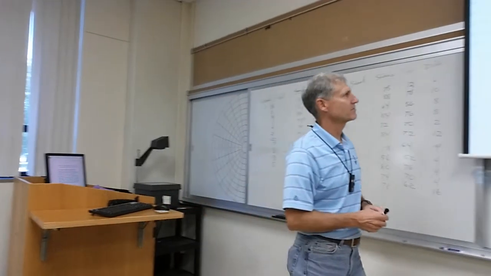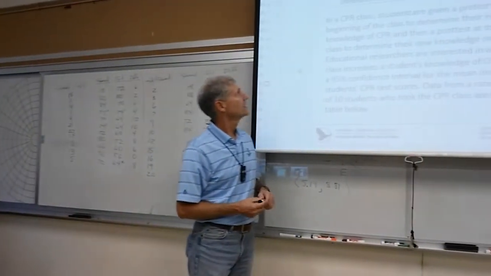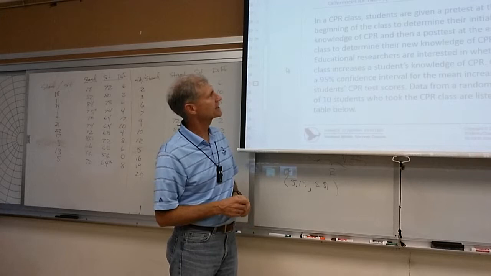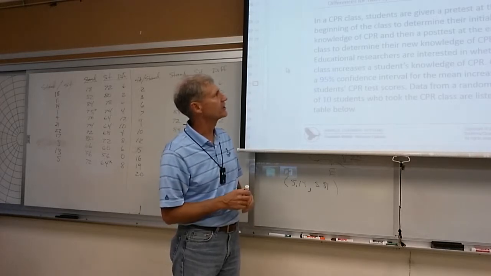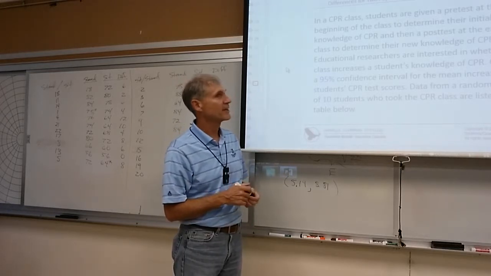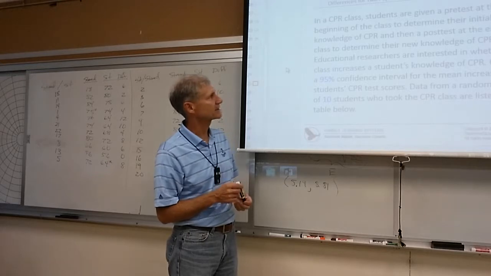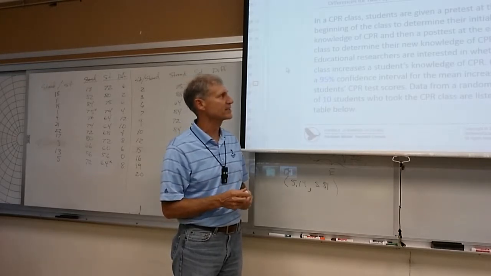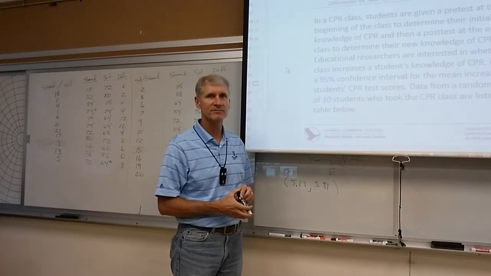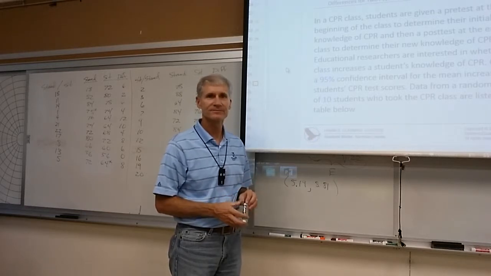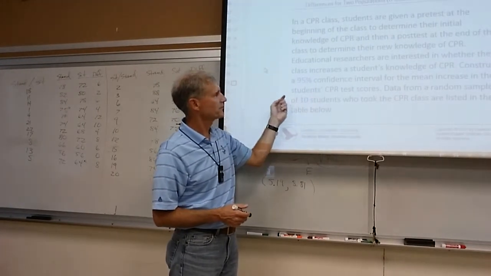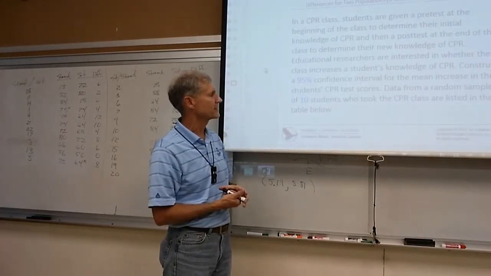Okay, here is an example out of the book. It says, in a CPR class, students are given a pre-test at the beginning of the class to determine their initial knowledge of CPR, then a post-test at the end of the class. Educational researchers are interested in whether the class increases a student's knowledge of CPR. You would hope it would, right? Now, construct a 95% confidence interval for the mean increase in CPR test scores.